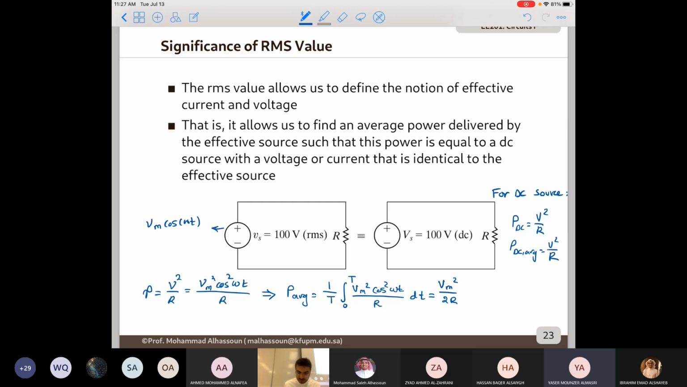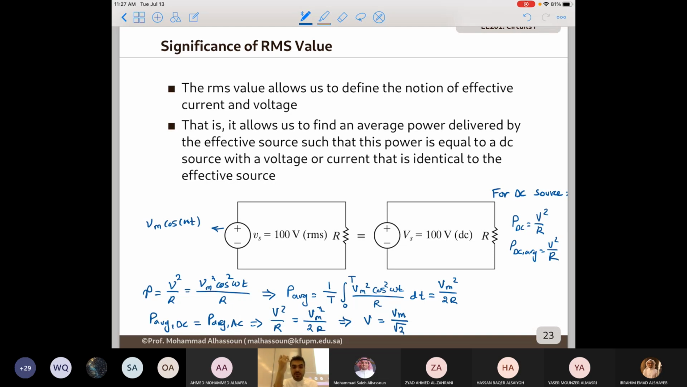Yes. So what I need to do is take the average of a DC, and make sure that this average is equal to the average of an AC. In this case, the average of a DC is V squared divided by R. The average of an AC is Vm squared divided by 2R. So if I solve for it, I will get V equals Vm divided by square root of 2.